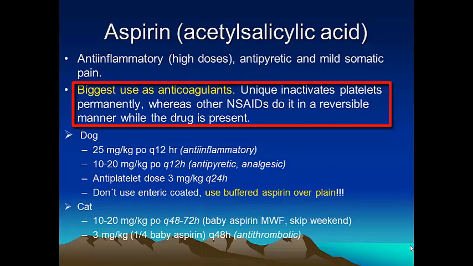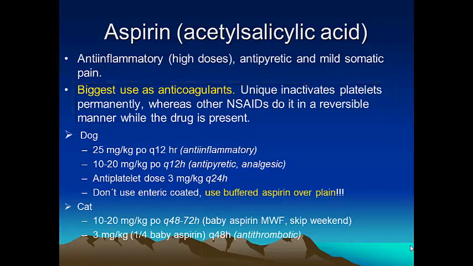Unlike the other NSAIDs, it blocks cyclooxygenase in the platelet in an irreversible way, so that platelet is really no longer functional. The other NSAIDs will do it in a reversible way, which means that when they disappear, the platelet recovers its ability to bind and form clots if necessary. The doses necessary to obtain this antiplatelet action are about 3 times lower than the regular dose, which provides analgesic and antipyretic effects.